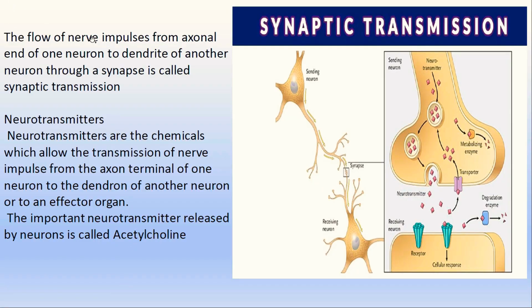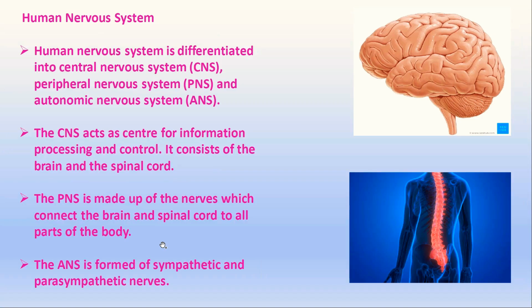The flow of the nerve impulse from axonal end of one neuron to the dendrite of another neuron through the synapse is called synaptic transmission. For this synaptic transmission, neurotransmitters will help, and these neurotransmitters are the chemicals which allow the transmission of the nerve impulse from the axon end terminal of one neuron to the dendron of another neuron or to an effector organ. The important neurotransmitter released by the neuron is called acetylcholine, which is very important.